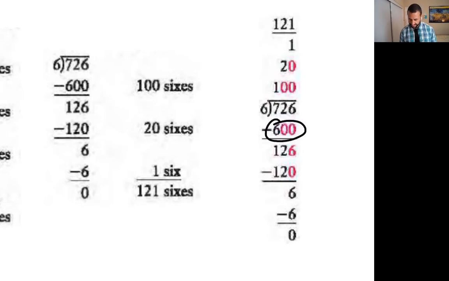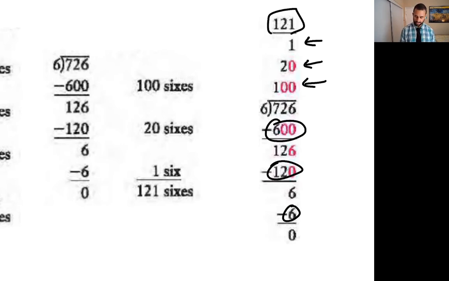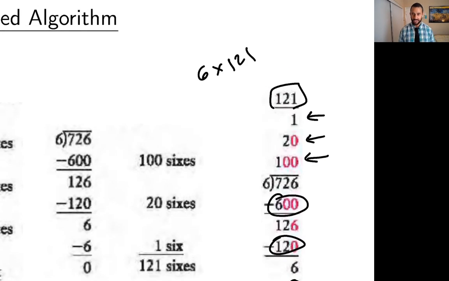So how many sixes is 600? It's 100 sixes. How many sixes is 120? It's 20 sixes. And then how many sixes is 6? It's 1 six. So the answer is 121 sixes. Or in other words, if I repeatedly added 6 121 times, I would get 726. Pretty cool.